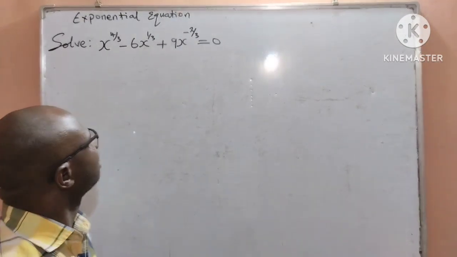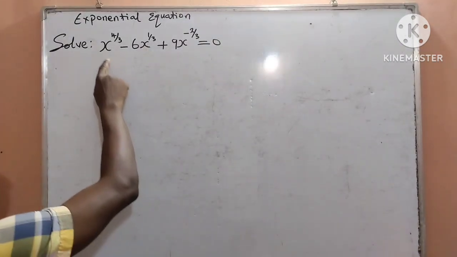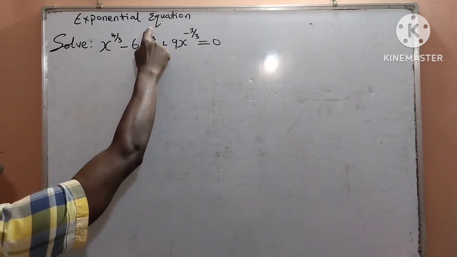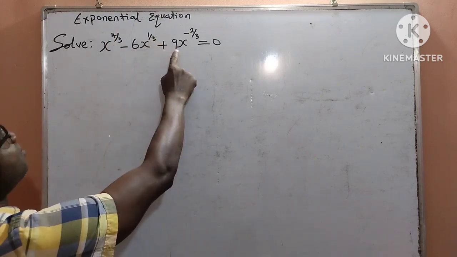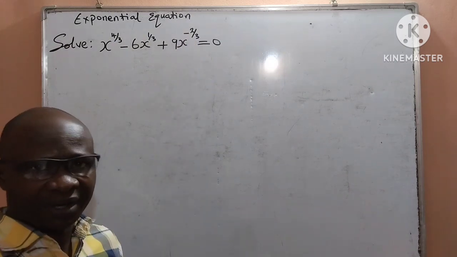Today's class is on an exponential equation, and we are given to solve on the board x raised to power 4 over 3 minus 6x raised to power 1 over 3 plus 9x raised to power minus 2 over 3.